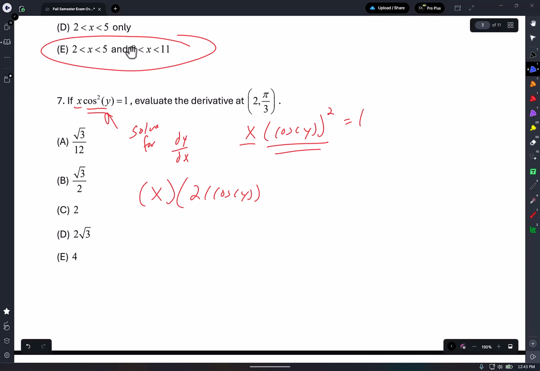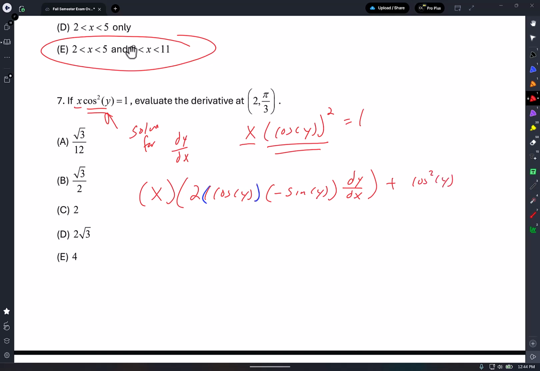So there it is. I'm not done yet. You got to do chain rule. 2 cosine y to the power 1 times the derivative of cosine y, which is negative sine y. And then this is not an x, so I got to write dy dx next to it. Close the whole shebang. So there it is. First times derivative of the second plus second, cosine squared of y, times derivative of the first, which is 1. And all that equals the derivative of 1, which is 0. So there it is. If you did that much, you at least got a point.